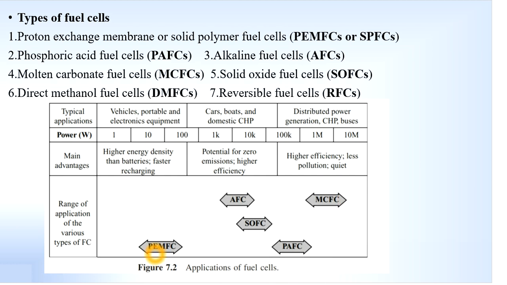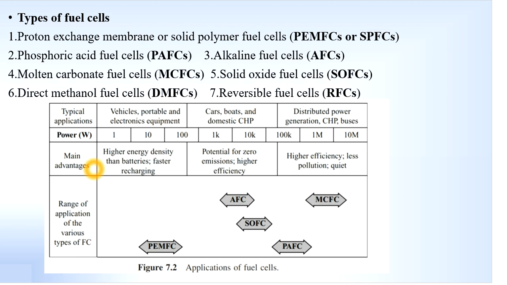So you can see the different ranges of power production available with different types of fuel cells. Here PEMFC, that is proton exchange membrane, can give you power in the range of 1 to 100 watts only, whereas alkaline fuel cell can give powers from 1 kilowatt to 10 kilowatt, and the maximum power output is possible with MCFC, that is molten carbonate fuel cell, right? And there are different advantages given here.